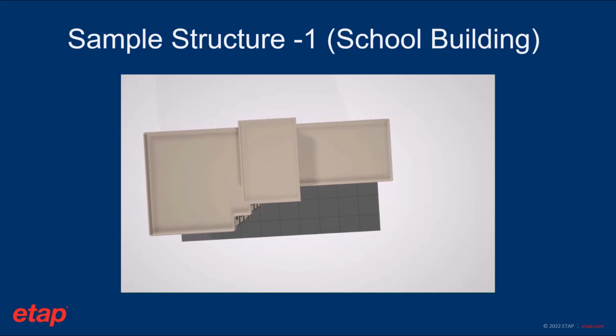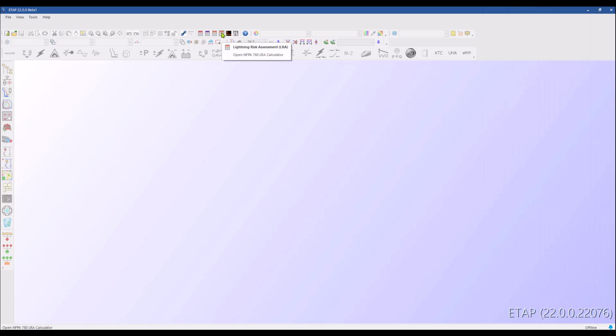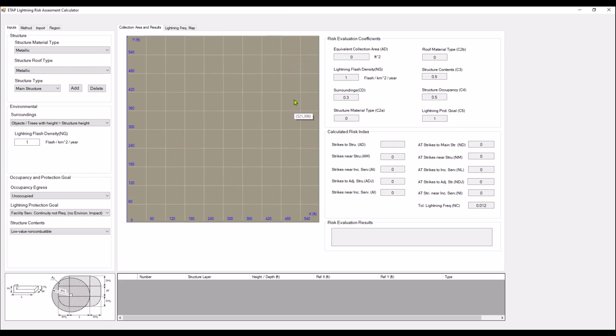Let's switch to ETAP, and the tool for the LRA is available in the calculator on the main toolbar. Upon clicking it, you get that interface to draw the plan of that particular structure that we just discussed. So let's start with the main structure. Let's consider that the structure material is metallic and the roof type is metallic. Depending upon the structure material type and the roof, the corresponding coefficients that we discussed to calculate the lightning flash density for that particular facility would be available automatically based on the standards.